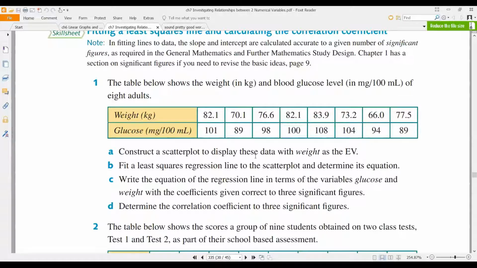Construct a scatter plot of this data, fit a least squares regression line, and determine its equation. It doesn't have to be super accurate, it just needs to be as good a line as you can get. And then you need to work out the equation of that line. So using that method that I just went through, write an equation of the regression line in terms of variables, glucose and weight. What that means is replace the x with weight and replace the y with glucose. And determine the correlation coefficient to 3 significant figures. Correlation coefficient, that just means P.